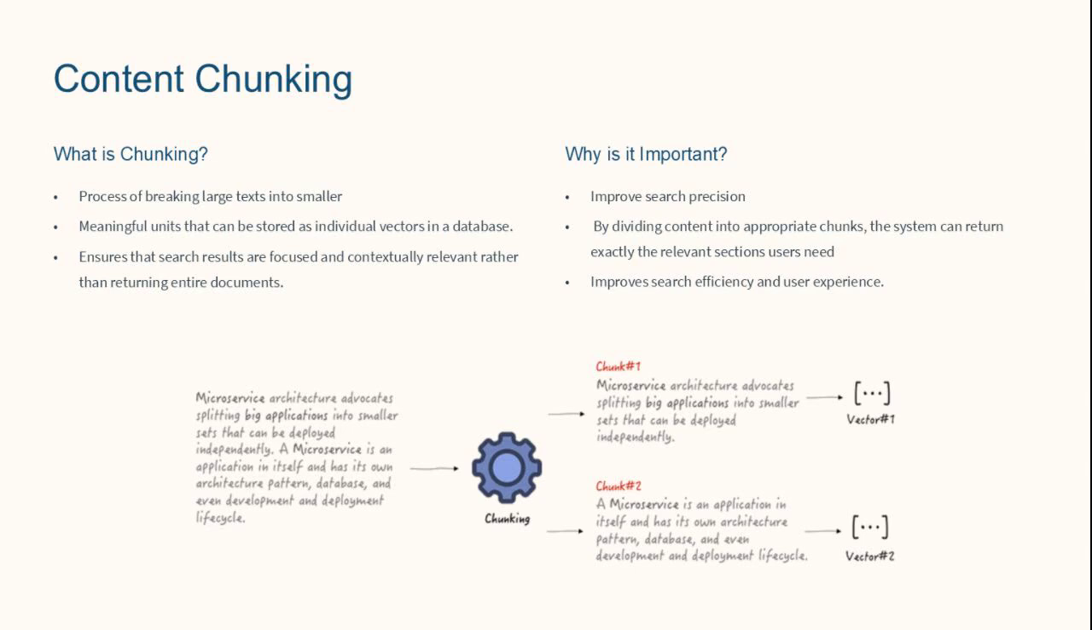Chunking is the process of breaking large text into smaller, meaningful units that can be stored as individual vectors in a database. By dividing content into appropriate chunks, the system can retrieve more relevant search results and improve search efficiency and overall user experience.